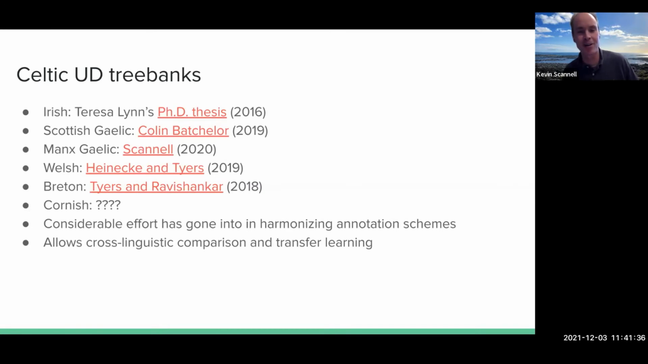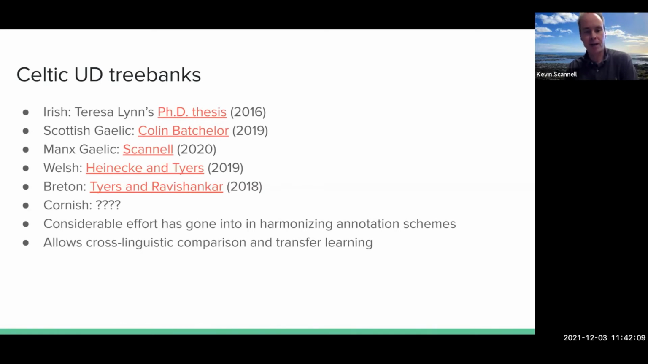I was supposed to be working on Irish, but on COVID lockdown, I spent a couple months working on a Manx tree bank. I saw Johannes on the call, so welcome. And he and Fran Tyers are responsible for the Welsh tree bank. And then there is also a Breton tree bank, also Fran Tyers with a collaborator. So Cornish is the one language still left out in the cold. If anybody's interested in Cornish, it would be very interesting to have all 6.